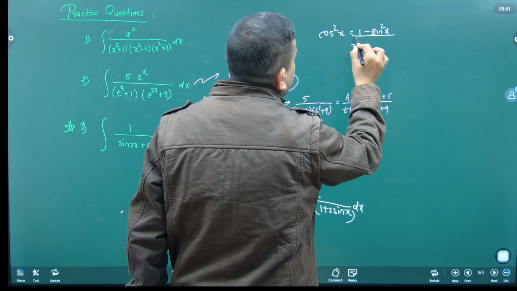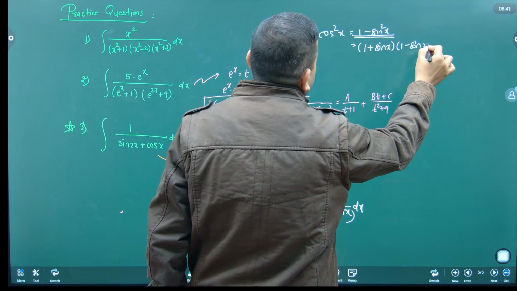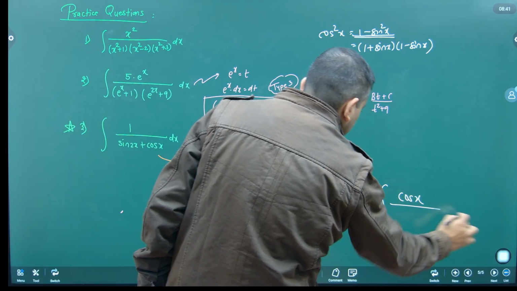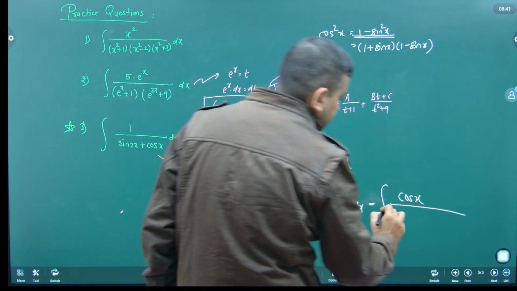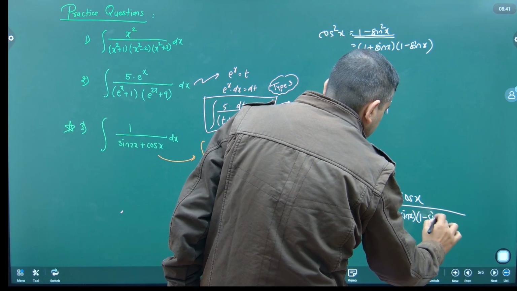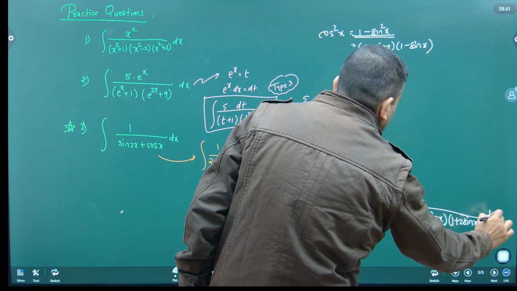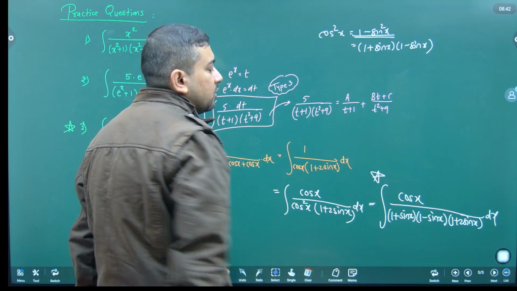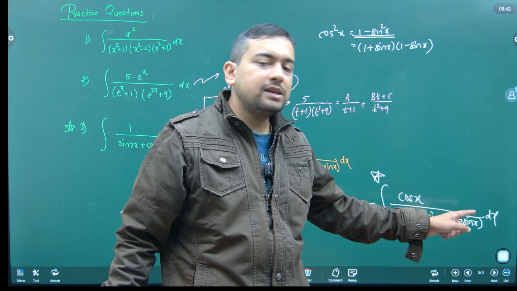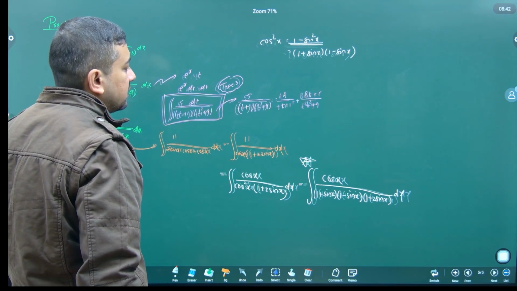What are the factors of 1 minus sin square x? 1 plus sin x into 1 minus sin x. So my example becomes cos x upon, instead of cos square x, I am writing 1 plus sin x, another bracket 1 minus sin x, and the next bracket 1 plus 2 sin x. Hope you got this. Now you can put sin x is equal to t. So cos x dx will be equal to dt.